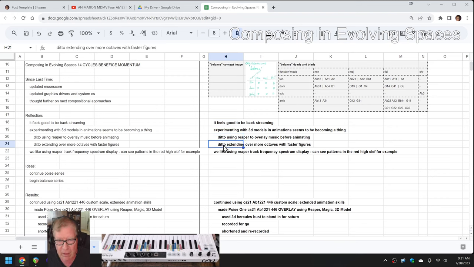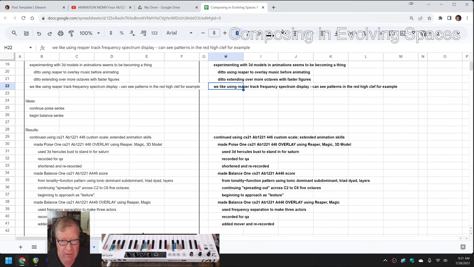And ditto, we're extending across a lot more octaves with faster figures. We also really like using Reaper with the new frequency spectrum display that we learned about in our last episode. The results. We continued using our custom scale A-flat 1221446, which has four minors in a scale and four notes in the major scale, and together a six-note major.